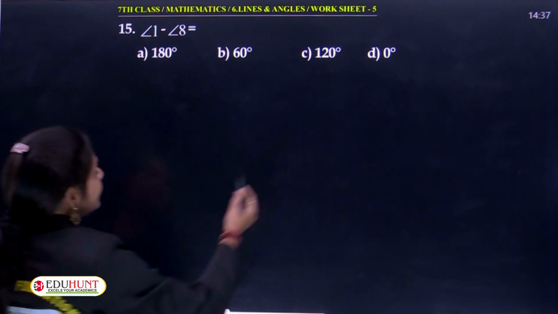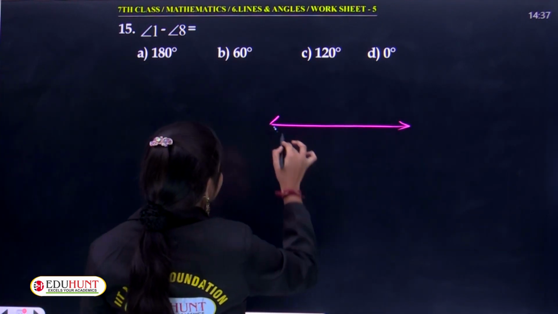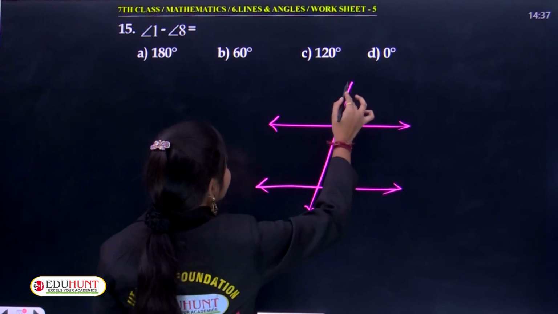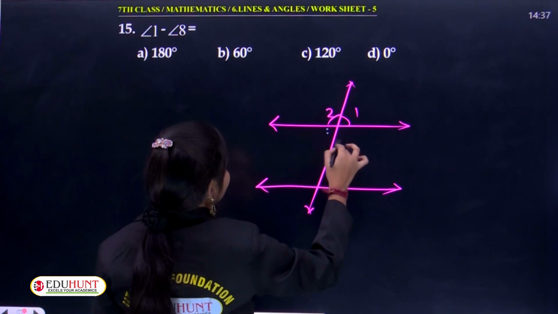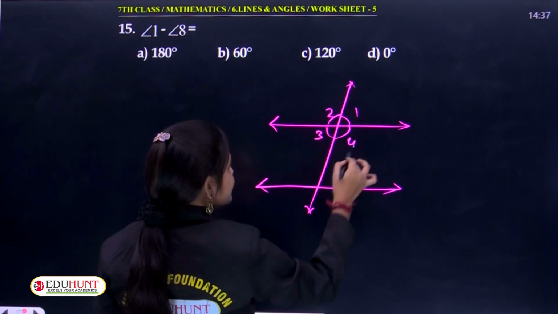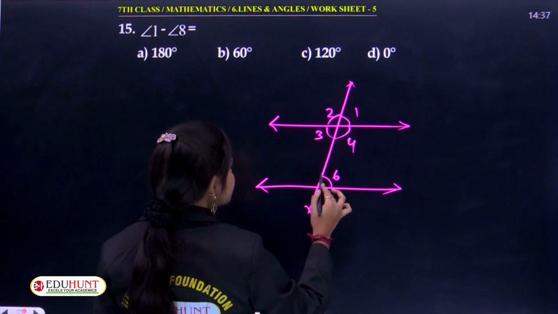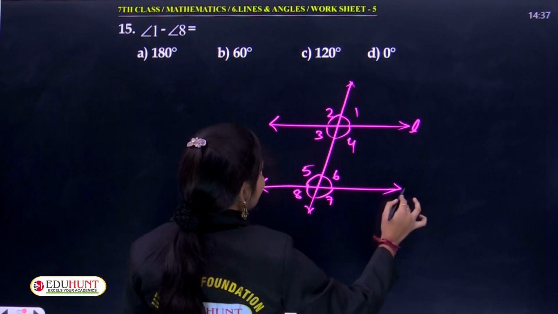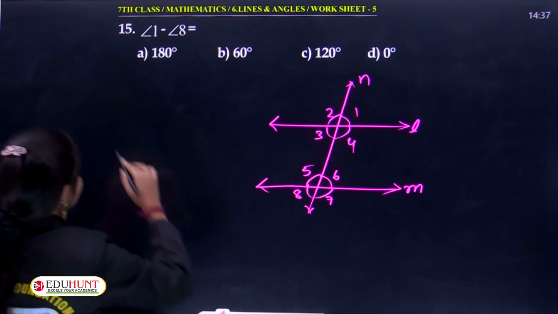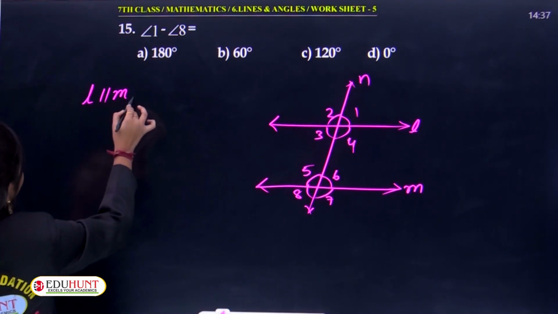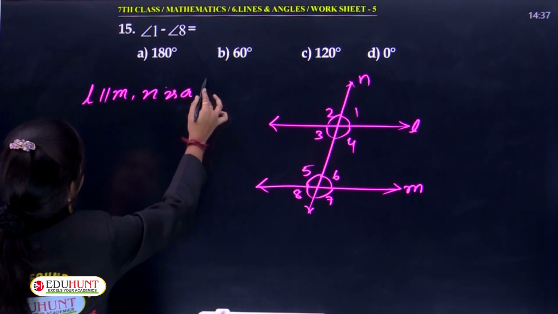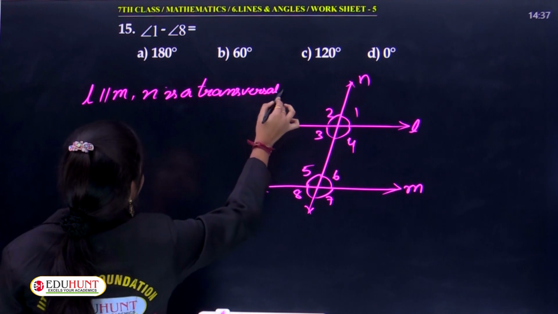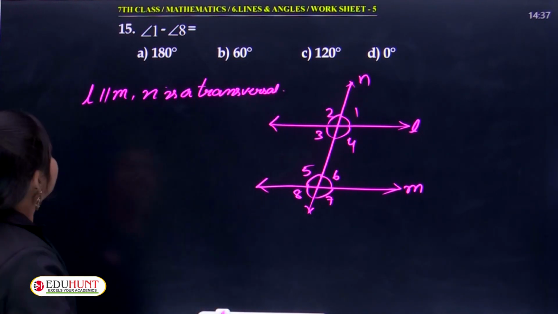Angle 1 minus angle 8. In that passage, how have they given it? Like that only I am drawing here. See that? 1, 2, 3, 4, 5, 6, 7, 8. Here L is parallel to M. N is a transversal. L is parallel to M. N is a transversal. Okay, ma, that condition you need to write here.